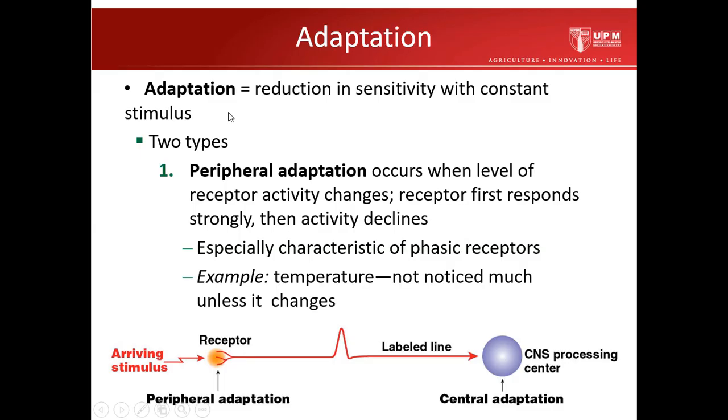So adaptation can be either peripheral or central. Peripheral adaptation happens when the level of receptor activity changes. The receptor responds strongly at first, and then the activity starts to decline. This type of response is a characteristic of a phasic receptor. For example, a temperature receptor is one example of a phasic receptor, so you seldom notice the room temperature unless it changes suddenly.